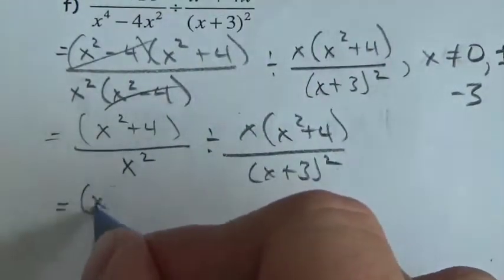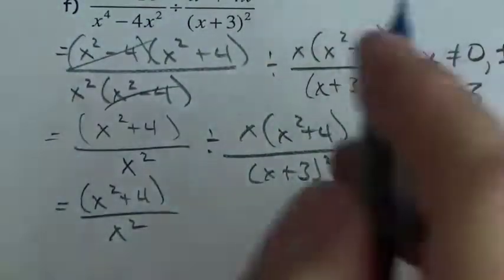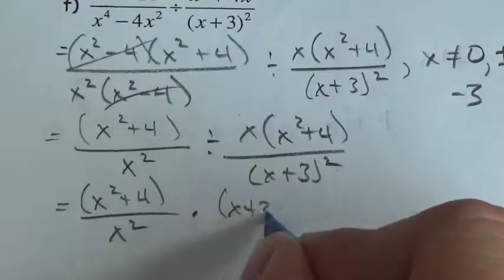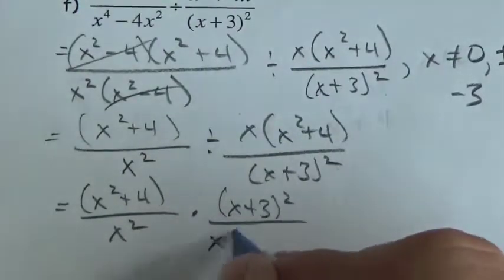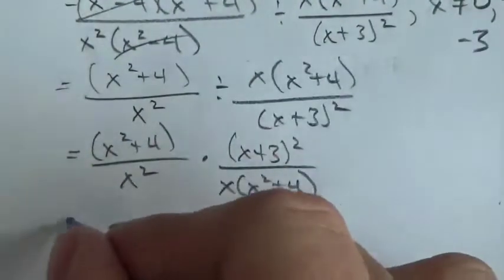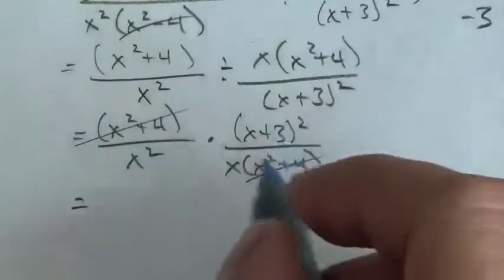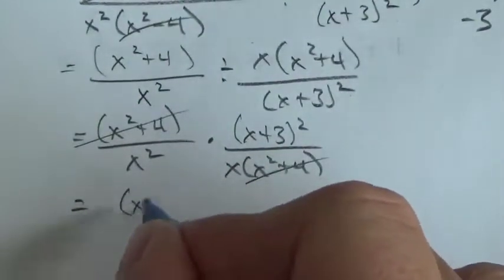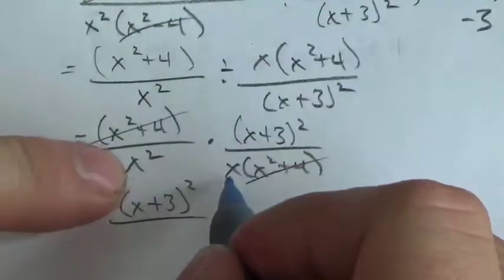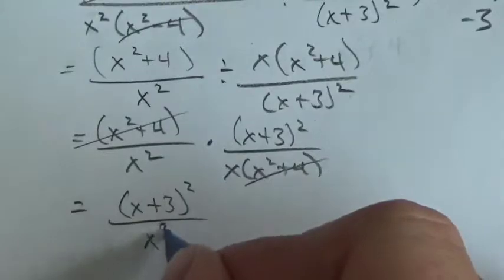So now I'm going to convert this division into its equivalent multiplication. And this will become (x plus 3) squared over (x squared plus 4). And now I'm seeing a factor of x squared plus 4 in the numerator and the denominator. Those will disappear. We're simply left with (x plus 3) squared in the numerator. And in the denominator, I've got an x squared and an x, so that's going to give us x cubed.